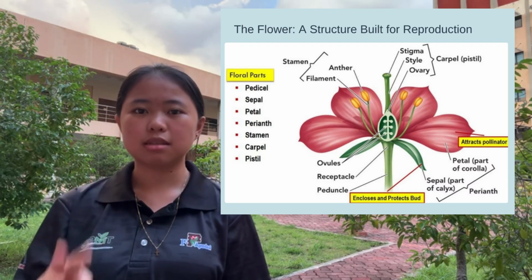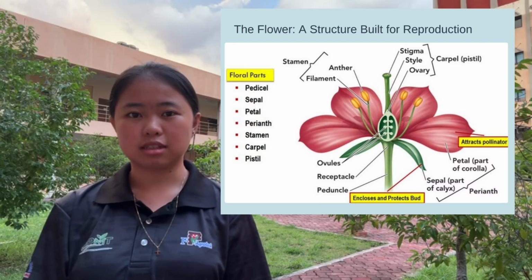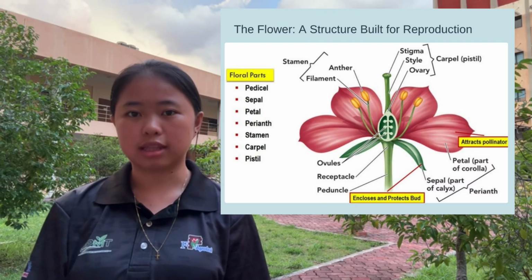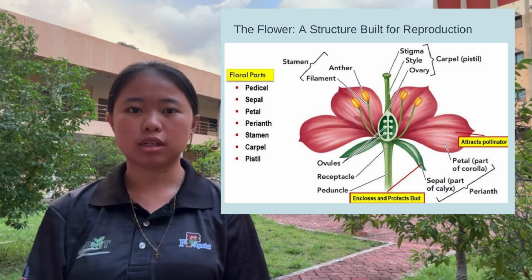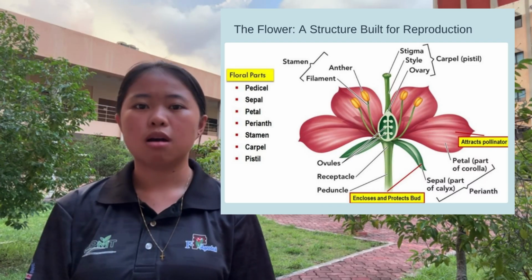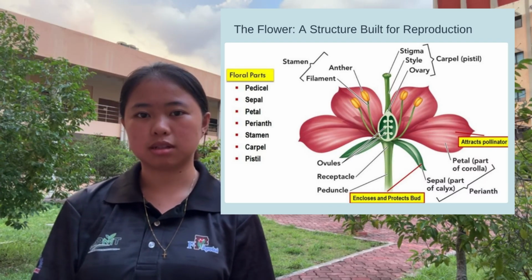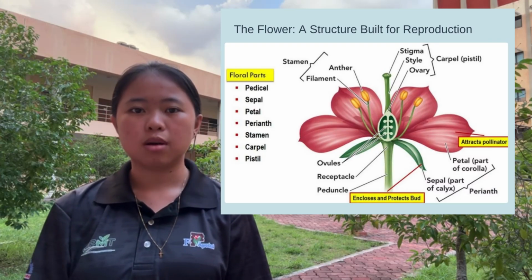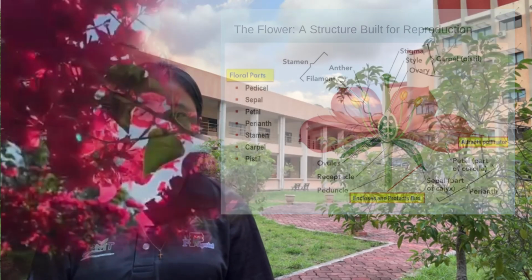The third is the perianth. This acts as the flower's billboard. It combines the petals to attract pollinators and sepals to protect the bud. Finally, the base structure. All parts anchor to the receptacle, and the entire flower is supported by a stem, called the peduncle.